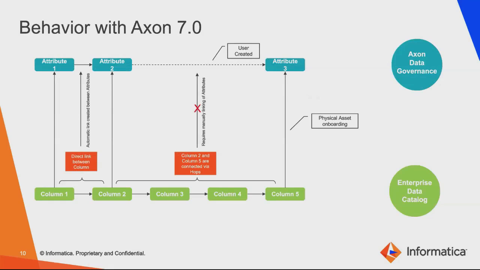So let's look at a little bit more detail on what was there in 7.0 versus what's coming in 7.1. In 7.0, the only lineage that we were bringing from EDC to Axon was if the columns were directly connected to each other. In this case, column 1 is directly connected to column 2, and as a result, if attribute 1 and attribute 2 are linked to column 1 and column 2 respectively, the lineage will be brought in by creating the attribute to attribute relationship. But what was not brought is the relationship between attribute 2 and attribute 3, since column 2 and column 5 were not directly connected to each other.